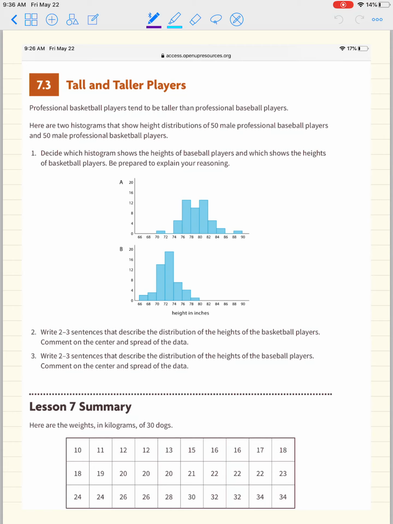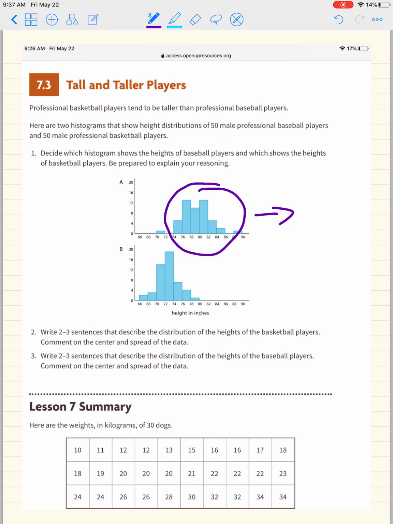Okay, so one common mistake you might have made is to say that B definitely must be basketball players because of this tall bar. But remember, what that bar is showing you is that a lot of these players are around 72 to 74 inches, which is kind of on the shorter side of the graph. Okay? Now, if you look at the data for A, the spread is kind of shifted more this way, more towards the taller side.